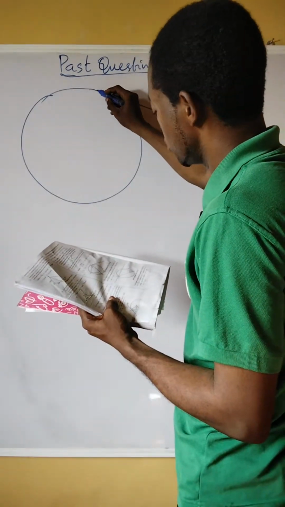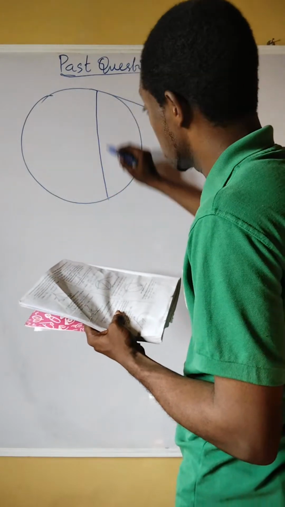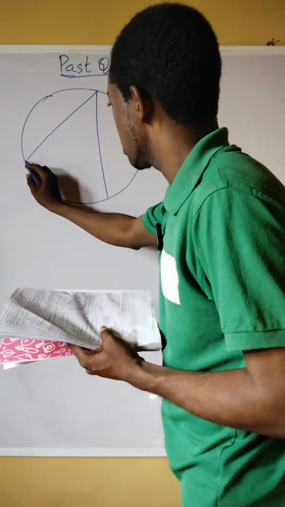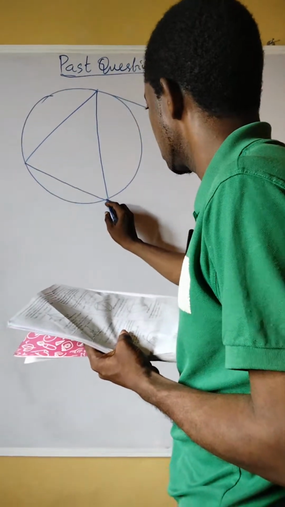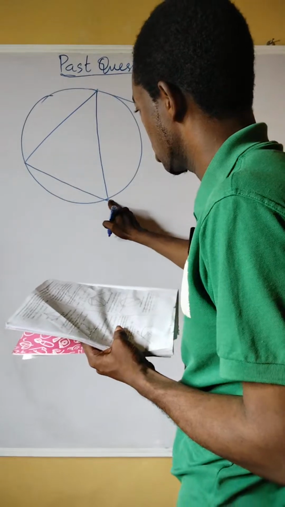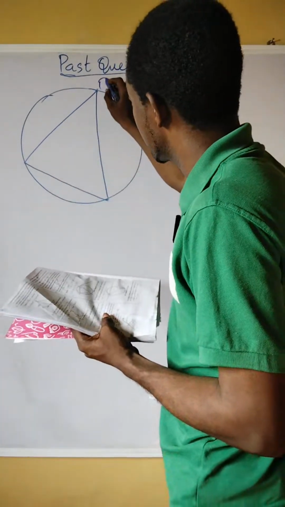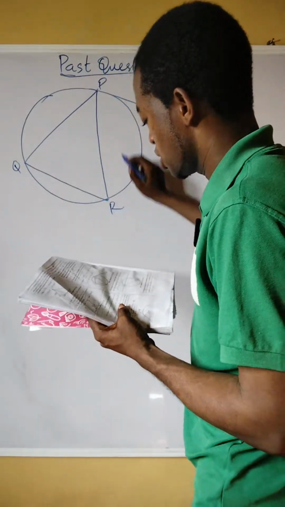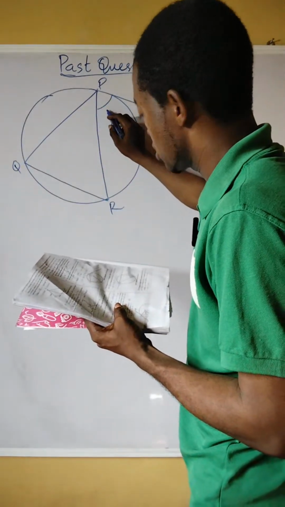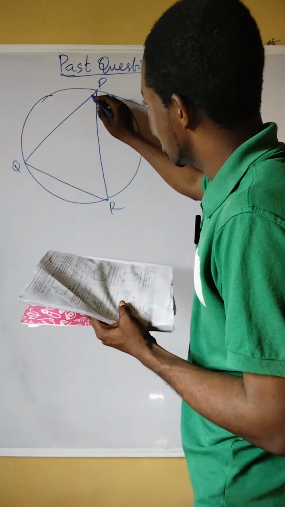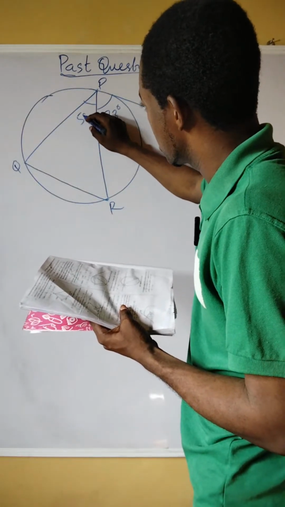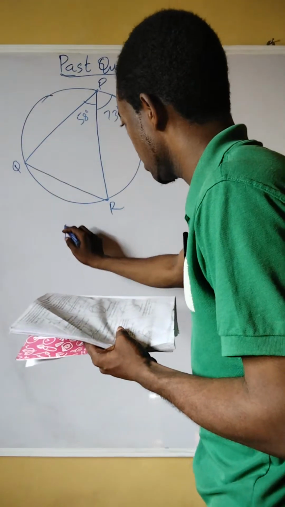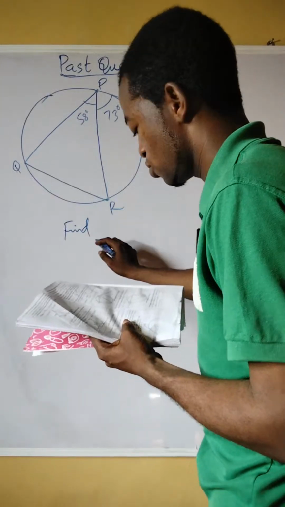Here, this line is drawn this way, and here we have it this way, and these lines join each other at this point. This is labeled as point P, point Q, point R, and this angle here is labeled as 70 degrees. This angle here is 58 degrees. And the question says find. This diagram is not drawn to scale.